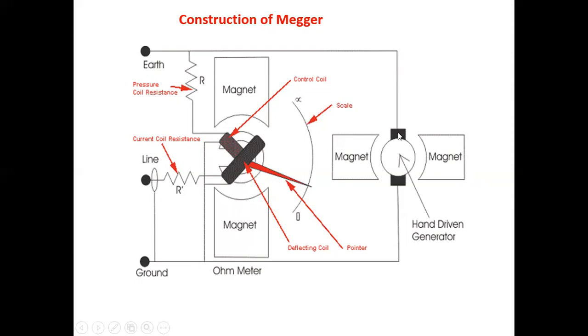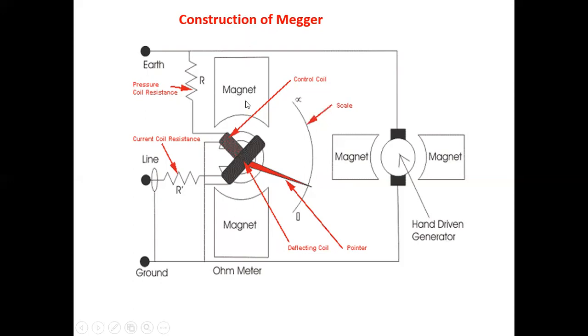This is a hand driven generator. This will be rotated by using a handle. Again, in this permanent magnet arrangement, this is your current coil and this is your deflecting coil. This is your controlling coil and this is your deflecting coil. This coil will be rotated according to the magnet.